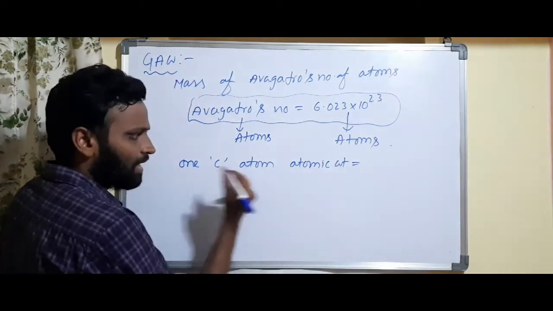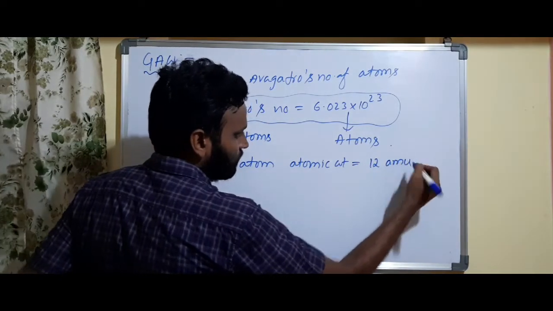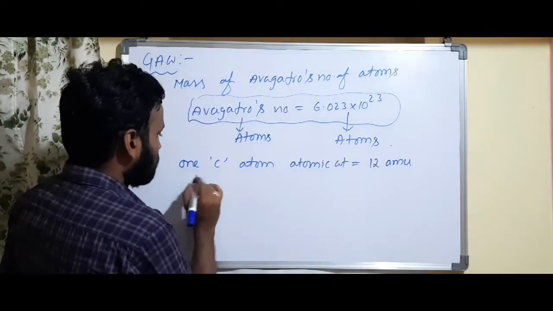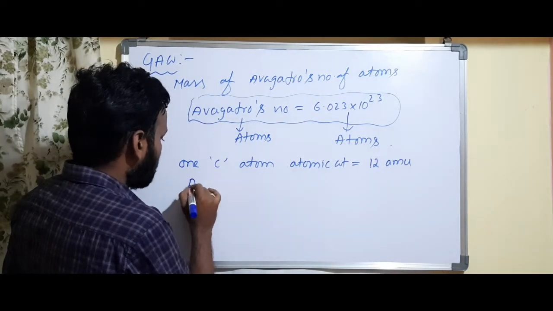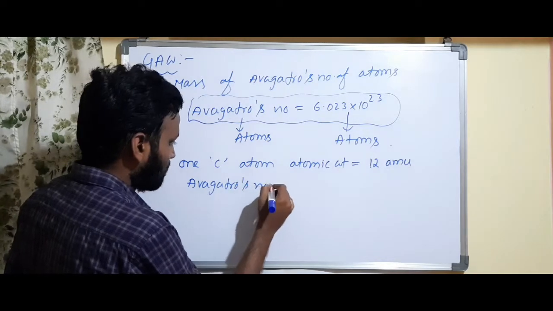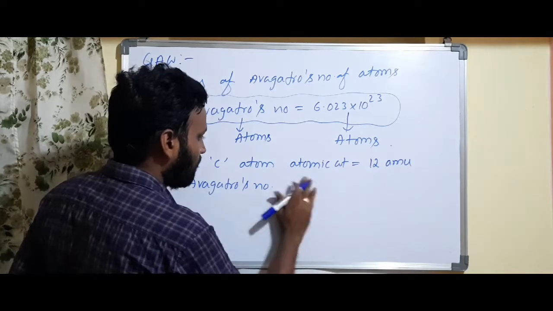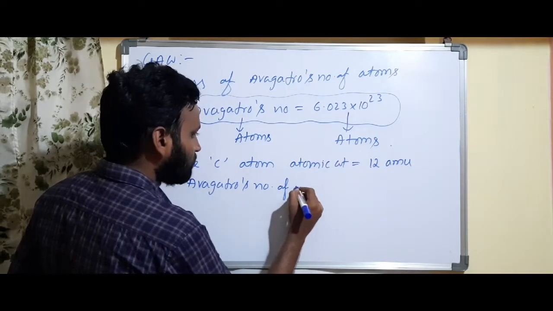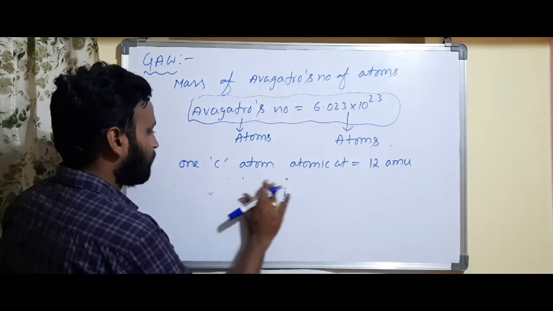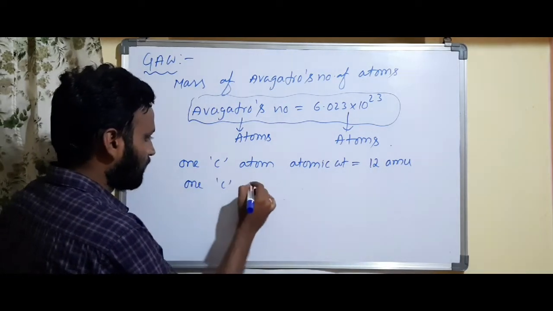So one carbon atom atomic weight, how much? 12 AMU, right? 12 AMU, correct? So Avogadro number. Avogadro's number atomic weight, Avogadro number of weight. First of all, before this I'll write the same.